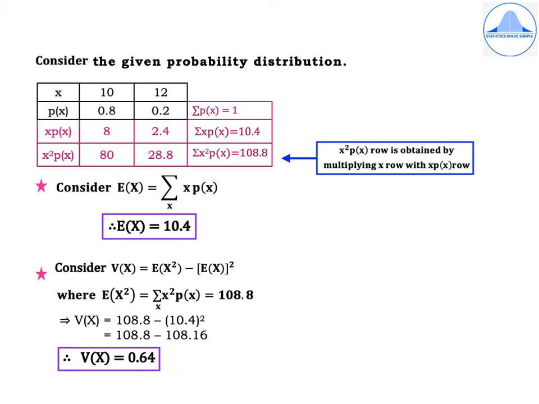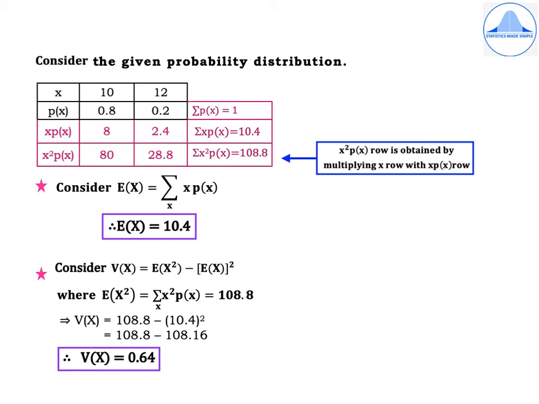Keep in mind that whenever we have to calculate the expectation of a random variable or the variance of a random variable, we will require 2 more rows in the table. So the probability distribution means the x values and the p of x values will be given. The first step is to check whether the sum of the probabilities is equal to 1. Then you know that for E of x, we need summation x p of x. So the third row you have to find out is x p of x.